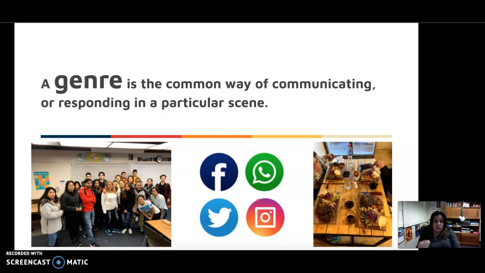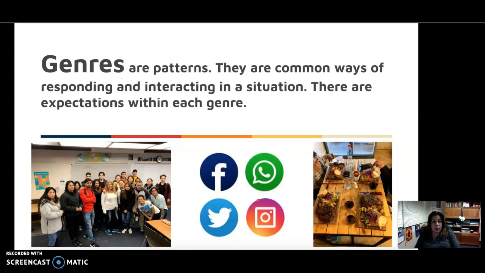And different parts of that genre or different examples in that genre usually share those patterns, those key features that all of them have in common. So let's just think about it, that genres are patterns. They're common ways of responding and interacting, and they represent expectations. So there are expectations within each genre, within each category.